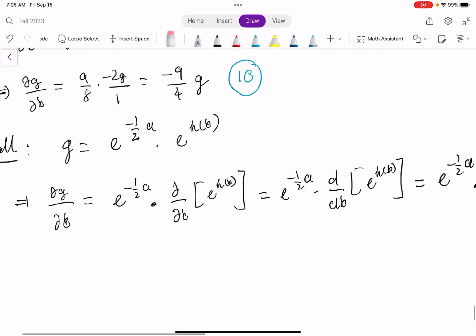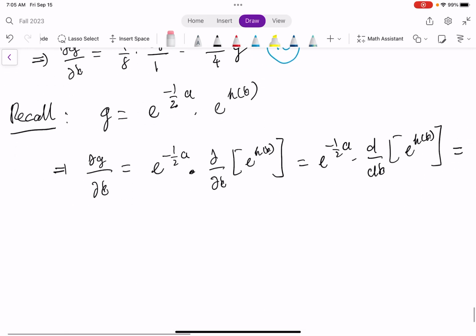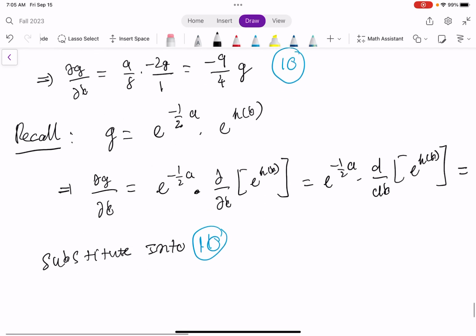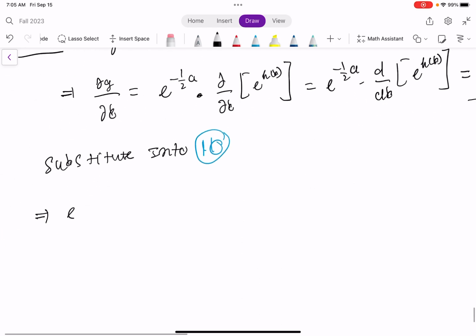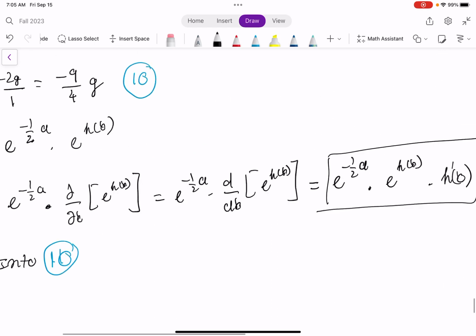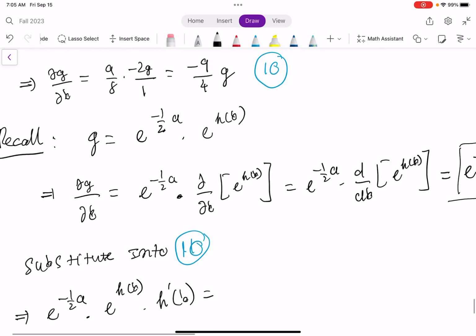So now you got the partial g with respect to b. You can plug back into 10, sorry. Substitute into 10. So if you substitute into 10, you get partial g with respect to b, you replace with all this. So you get e to the power negative 1 over 2a times e to the power hb times h prime b equal to what? Equal to negative 9 over 4 times chi.